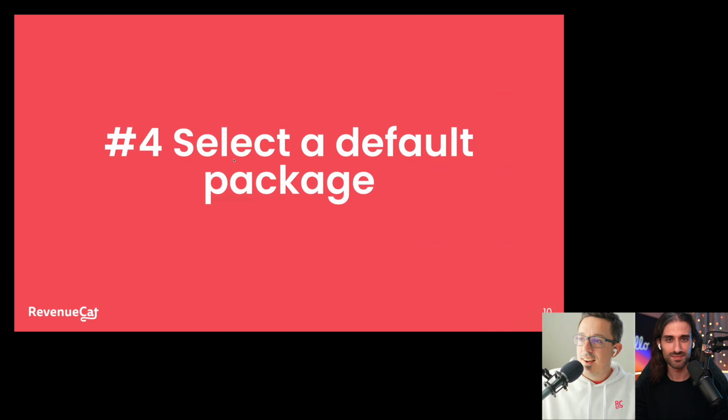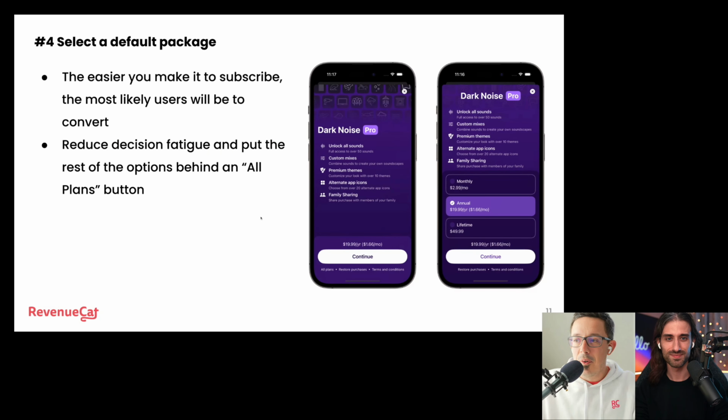Yeah, definitely. All right, so select the default package. This one's pretty straightforward, but the idea here is if you have multiple packages and there's one that you'd rather push people towards, make that the default option, or even completely get rid of all your other options and hide them, like in this example, there's an All Plans button at the bottom. Essentially, simplify everything so that you're reducing decision fatigue. And this makes it so they don't have to make any decisions; they just say yes or no, basically.